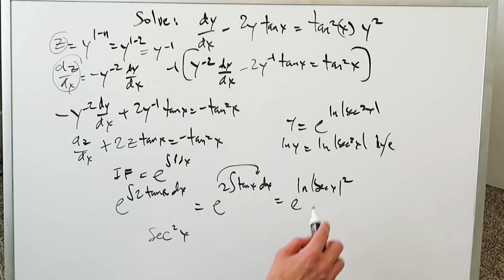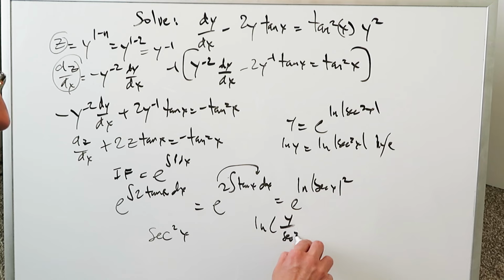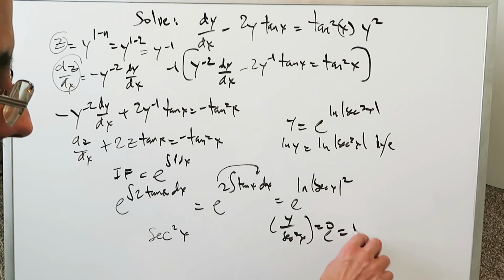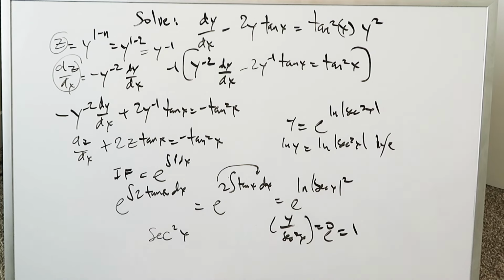You bring everything on one side and you combine it under a common log, because you'll have a difference. You'll have natural log y over secant square x is equal to 0. You take the exponential on the other side, then you end up getting e exponent 0, which is 1, and then you take secant square x on the other side, y is equal to secant square x. Hence that's your integration factor, and the integration factor has been solved.